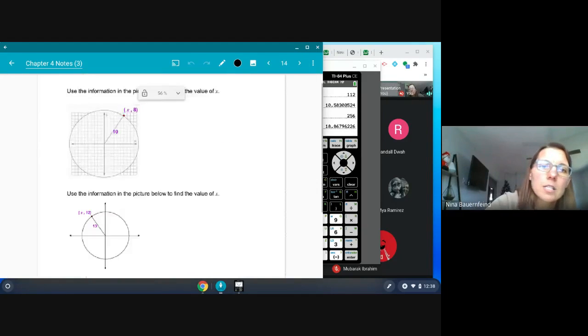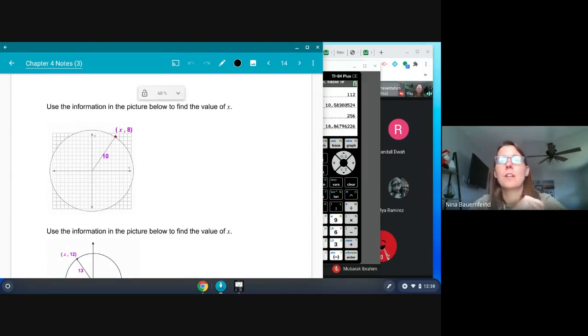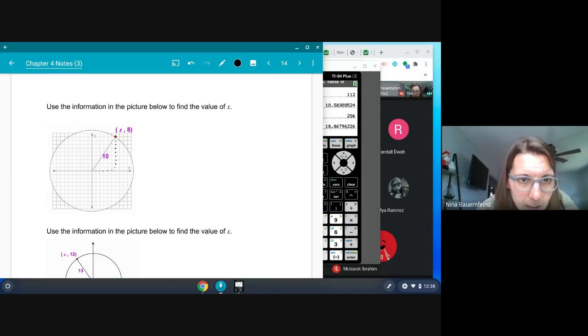All right, so it says use the information in the picture below to find the value of x. Okay, so this diagonal is 10 units long. Here's the thing, it's a tricky way it's giving you information. So x comma 8 means you went forward x units, and then you went up 1, 2, 3, 4, 5, 6, 7, 8.